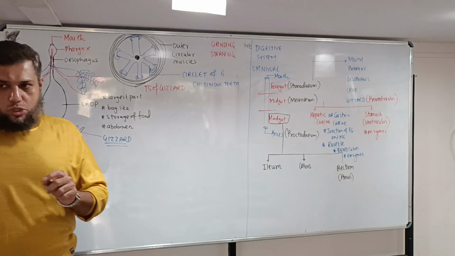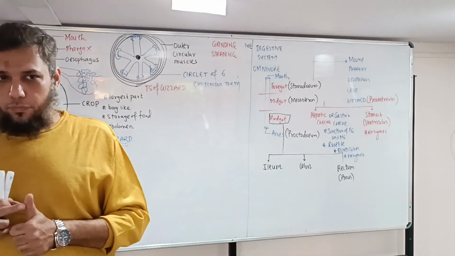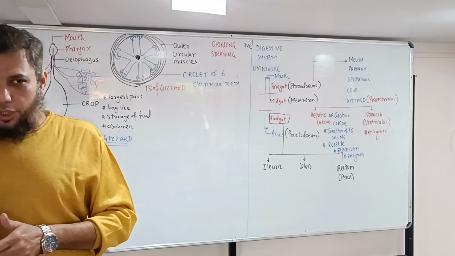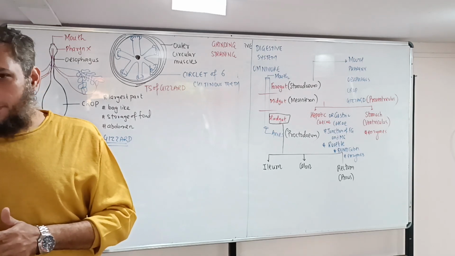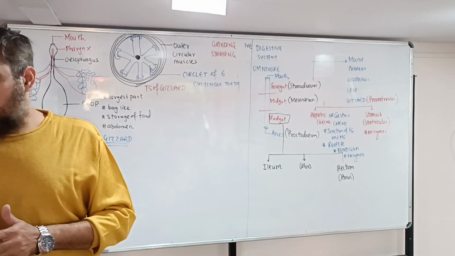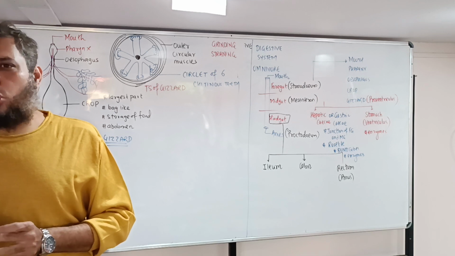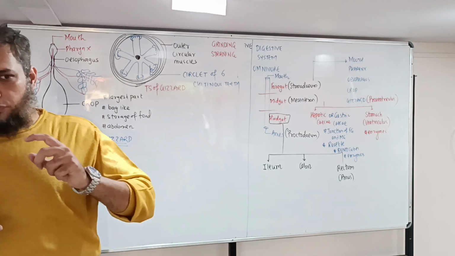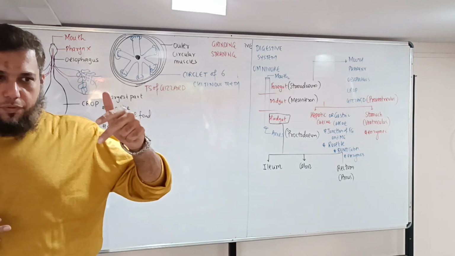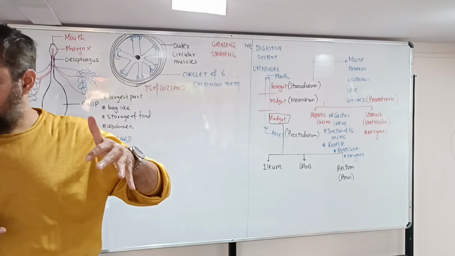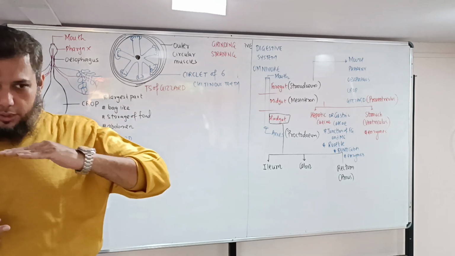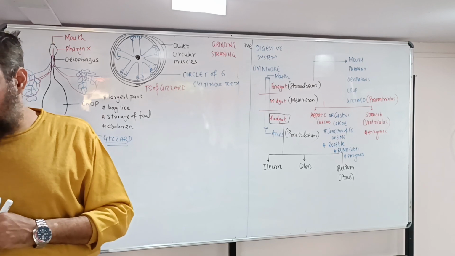So the alimentary canal shows the presence of foregut, midgut and hindgut. Foregut is also known as the stomodeum. Midgut is also known as the mesenteron. And the hindgut is also called the proctodeum. The foregut shows the presence of mouth, pharynx, esophagus, crop and the gizzard.